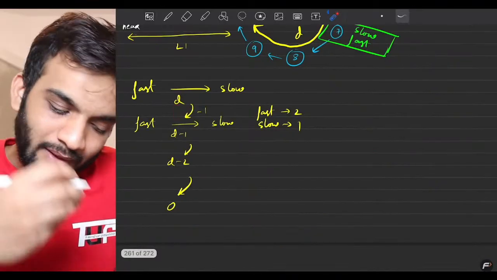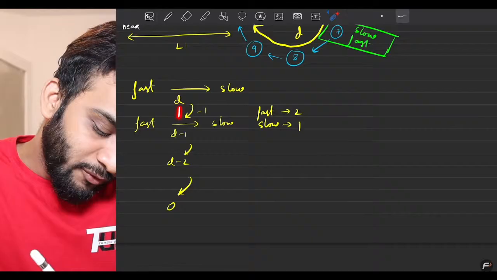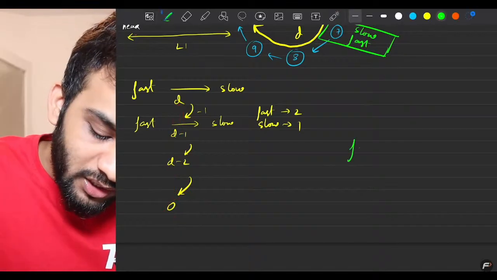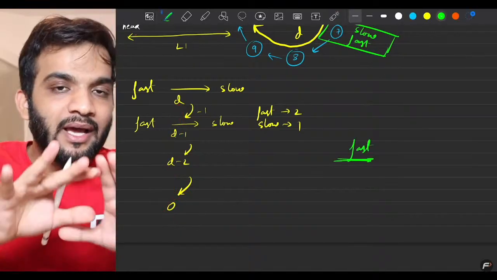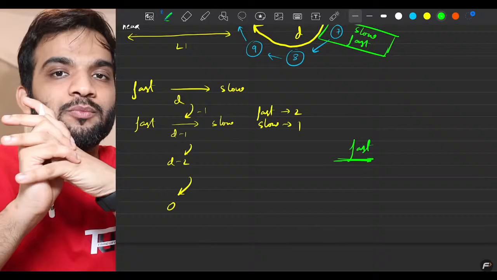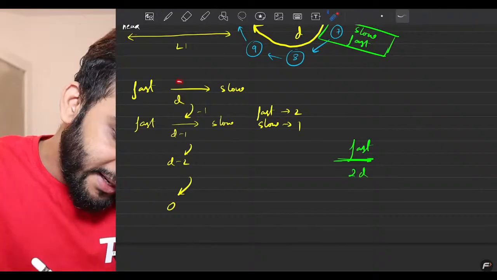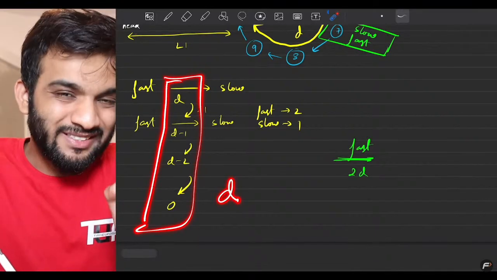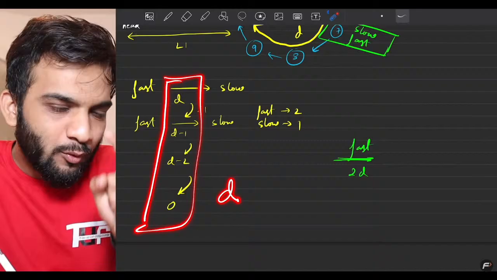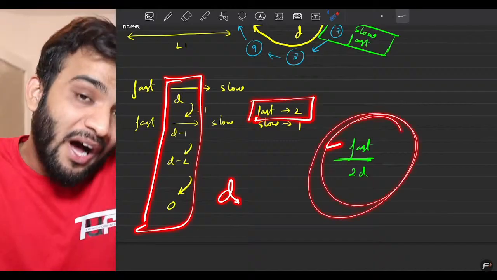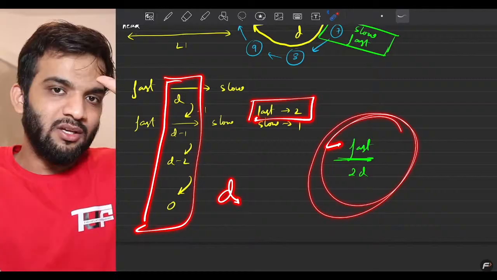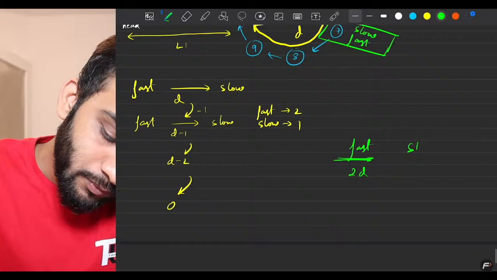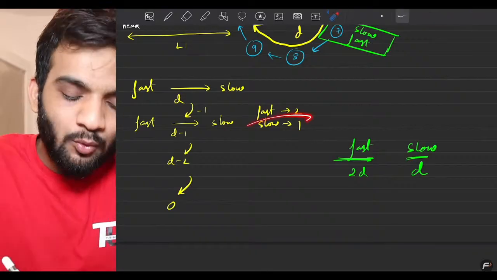So tell me one thing. When the fast and the slow are moving and eventually the net distance between them is 0, what is the total distance that the fast pointer has covered? It'll be 2D. Because the net distance D, which was to be covered, is getting reduced by 1, 1, 1, 1, and every time I was taking 2 steps. So the overall steps the fast would have taken is 2D. Okay, perfect. What about slow? It would have taken D steps, because I'm just taking 1 step at a time.